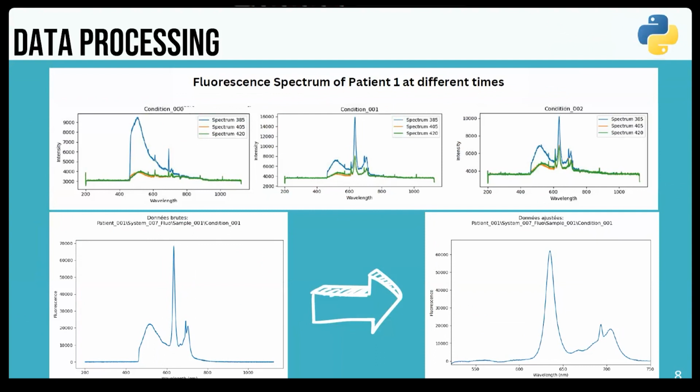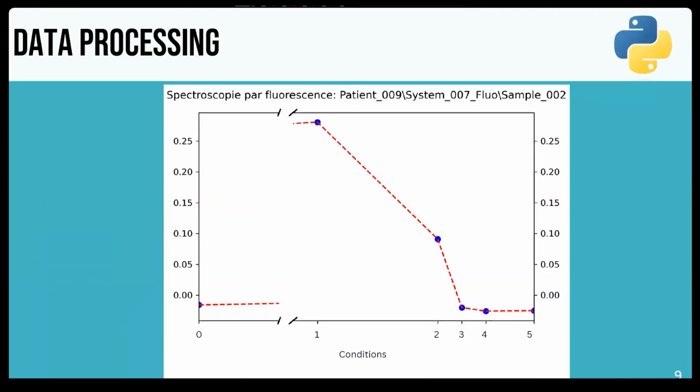So the first work we have to do here is to fit the exponential and then delete it for each curve. After that, we integrate it, and we do the same process for each curve, which gives us this graph when we plot it: the amount of protoporphyrin 9 as a function of time.